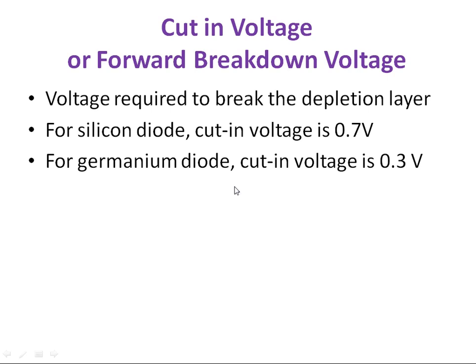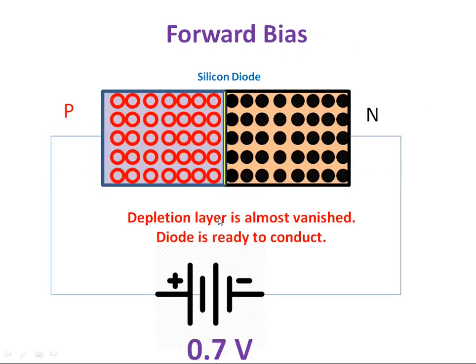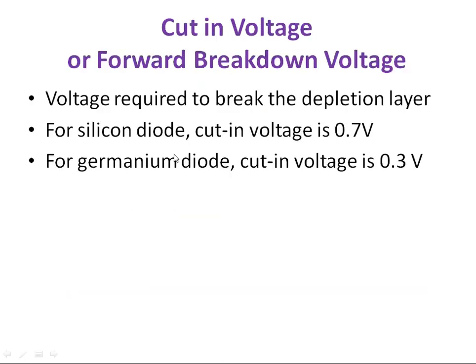If I further increase the voltage, this is the cut-in voltage, the voltage required to break the depletion region. This 0.7 volt is used to kill this depletion layer. So that is the cut-in voltage or forward breakdown voltage. For a silicon diode, the cut-in voltage is 0.7 volt. For a germanium diode, the cut-in voltage is 0.3 volt.